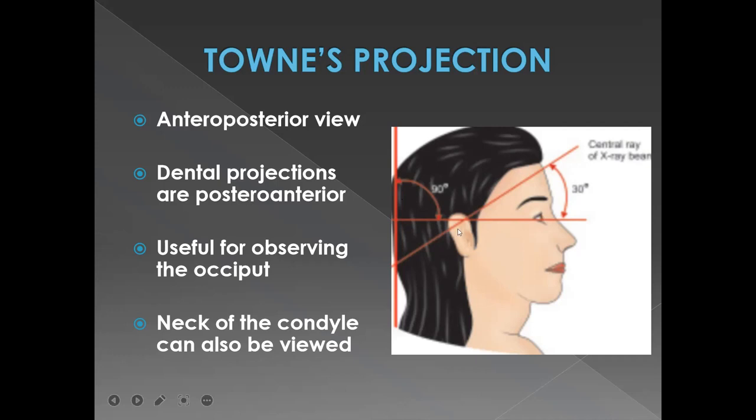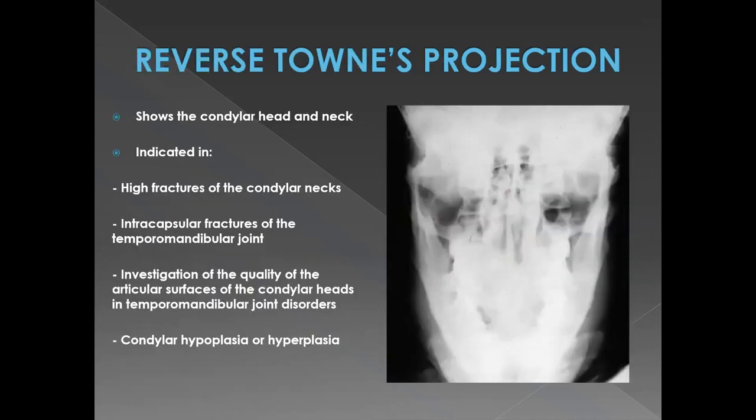However, the neck of the condyle, since it is lying somewhat posteriorly, or you can say at the mid portion of the face, you can evaluate it using the Townes projection. However, the same old problem applies here: since the X-ray beam is fired anteriorly, there is a risk of radiation-associated damage to the eye. So that is why we don't opt for it. Instead, we'll be going for the reverse Townes projection.